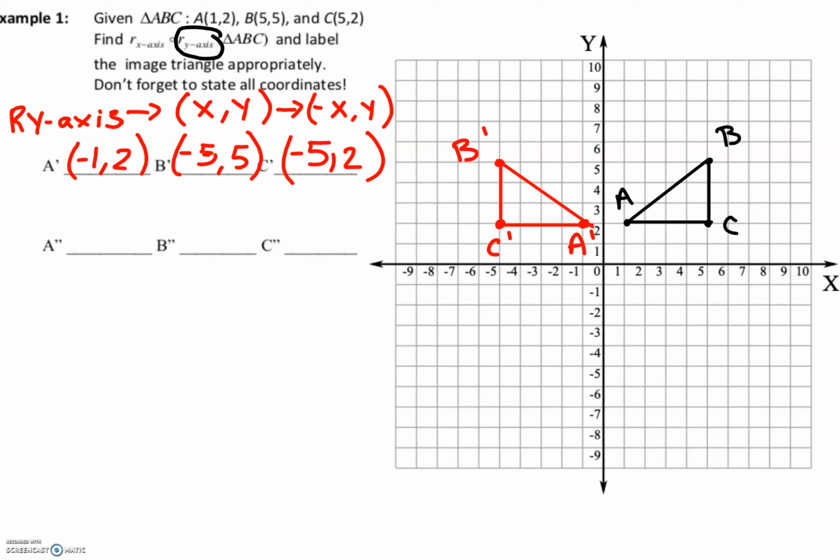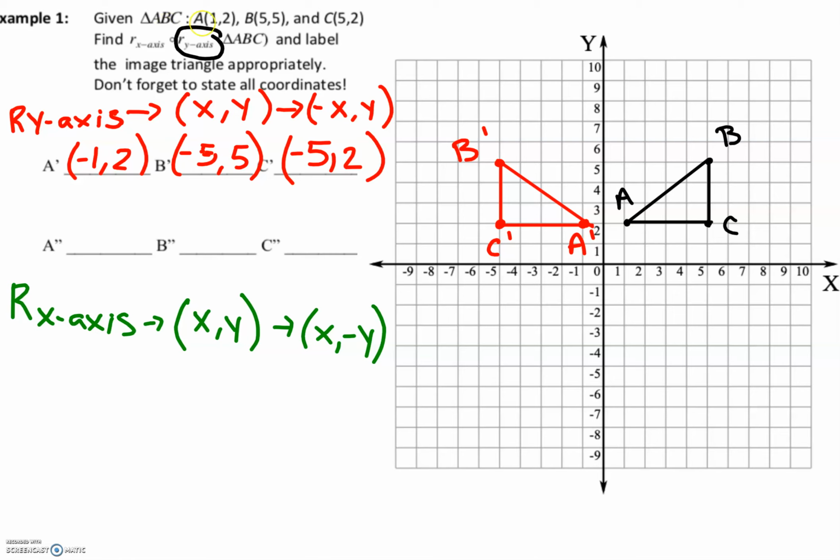Now, the second composition is the reflection over the x-axis. Now, we don't go back to the original image. We don't go from black to green now. We're going to go from red. We're going to take these points, and now these we're going to reflect over the x-axis. So now the rule for reflecting over the x-axis is you keep the x value the same, but you change the sign on the y value.